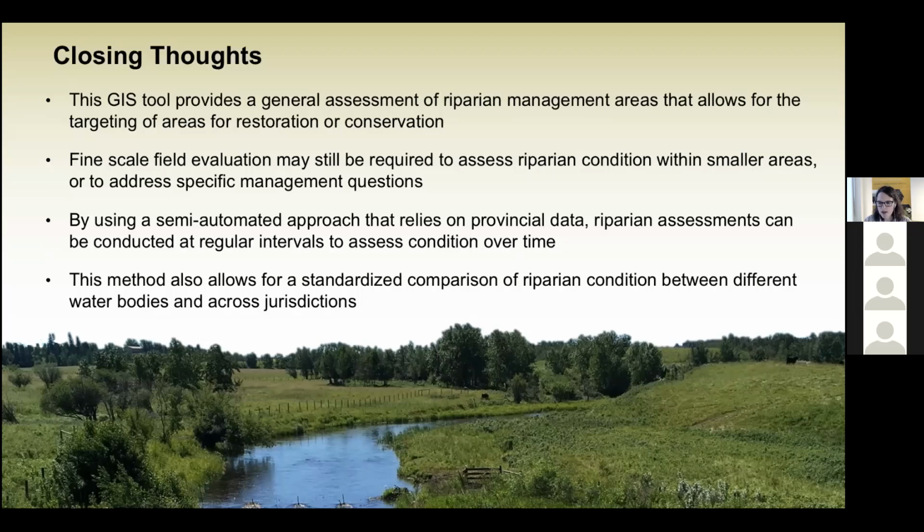The other advantage of this method, as I've illustrated today, is that having a single standardized method allows us to do comparisons across different water bodies, across municipalities, and between different watersheds. And so understanding the relative condition of water bodies to each other or neighboring municipalities is a really powerful piece of information for us to help start having conversations around restoration and conservation targets at multiple different spatial extents.